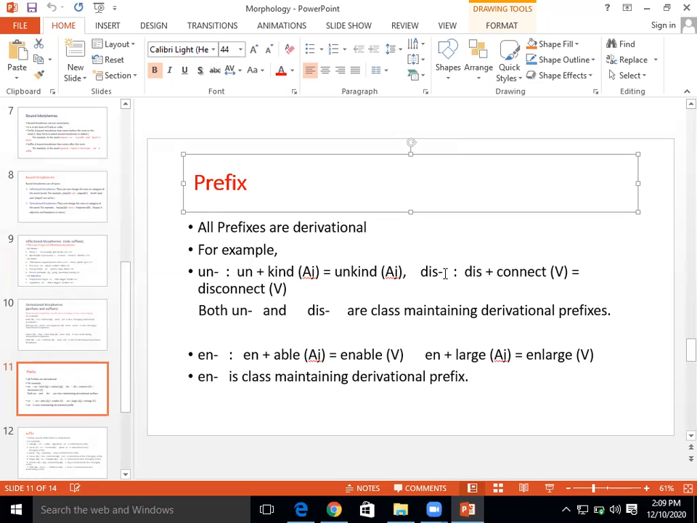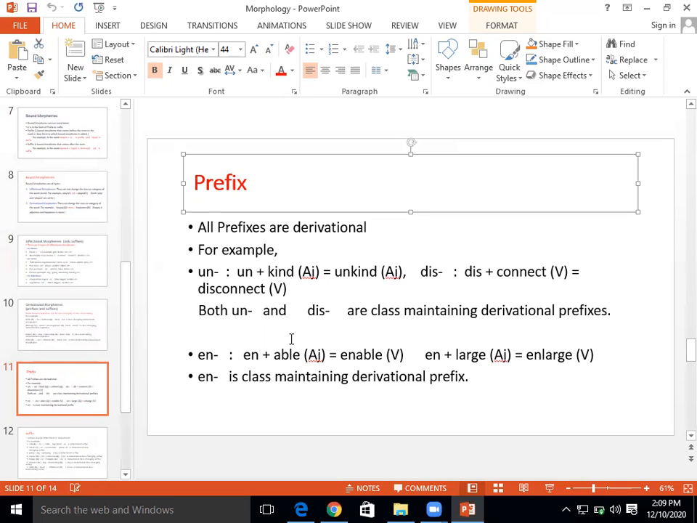Again, in another example, dis plus connect. Connect is a verb and disconnect is also a verb. So the class is not changed due to this prefix, dis. Prefix is only derivational, a derivational prefix but class maintaining. So mostly the prefixes we have to describe as class maintaining derivational prefixes.